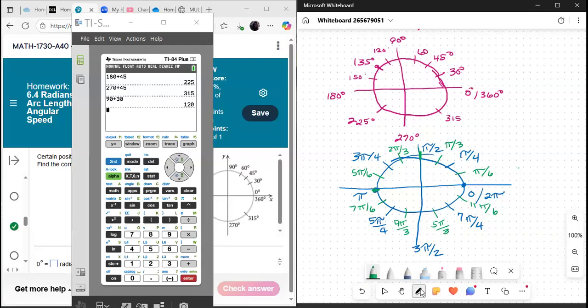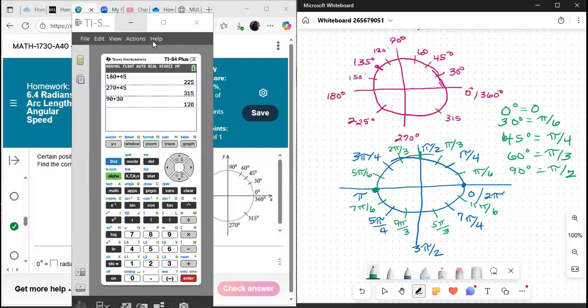Okay, so we can really now see what the values are. So we see that 0 degrees is the same thing as 0 radians. 30 degrees is equal to pi over 6 radians. The next one is 45 degrees. That's equal to pi over 4 radians. 60 degrees is equal to pi over 3 radians. And then 90 degrees is equal to pi over 2 radians.